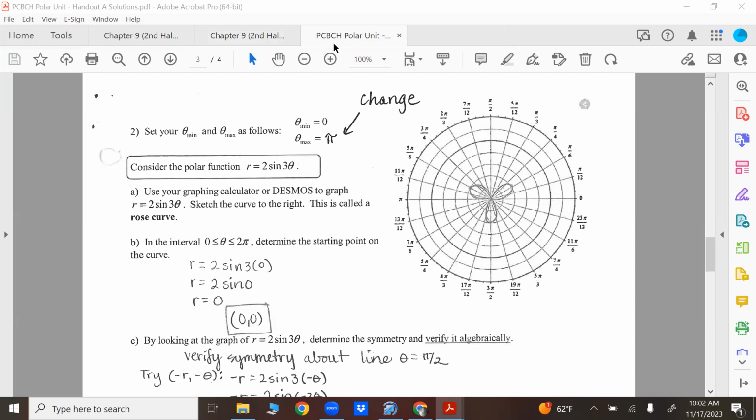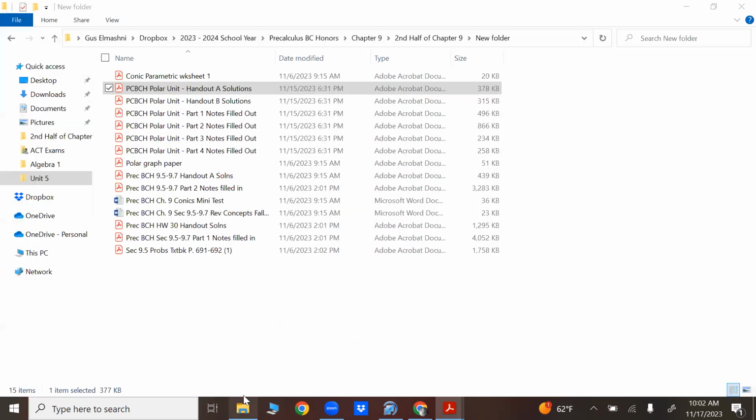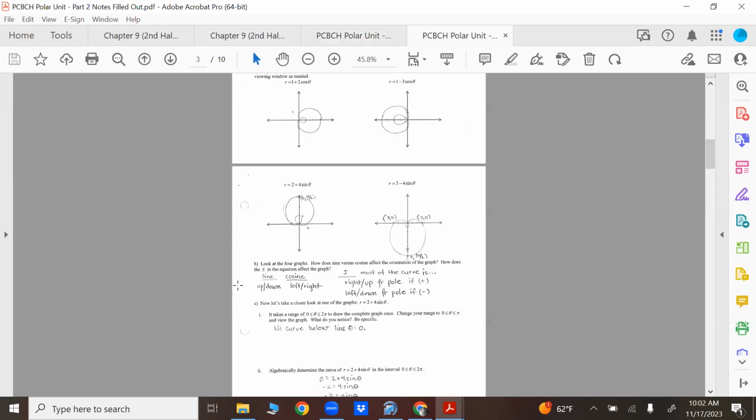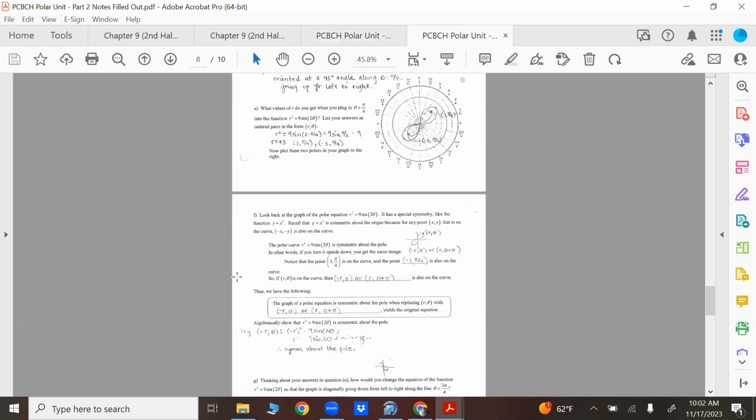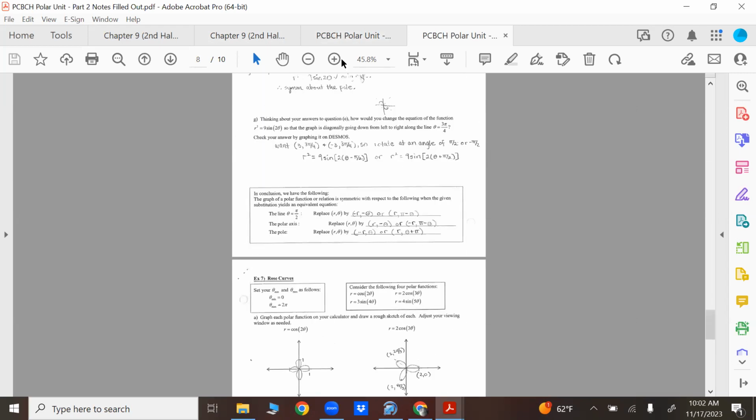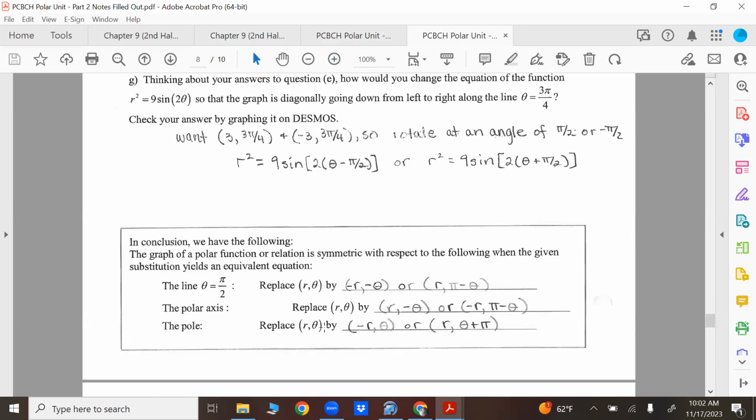There actually was a little section in the notes about this, and the filled-out notes are in Schoology as well, so you can locate them. I think at the end of part 2 of the notes there's a little summary on how to test symmetry. You really need to know this well, right? Symmetry about π/2 is negative r, negative θ. The pole axis is r, negative θ, and for the pole, negative r, θ. That's how you can test the symmetry.